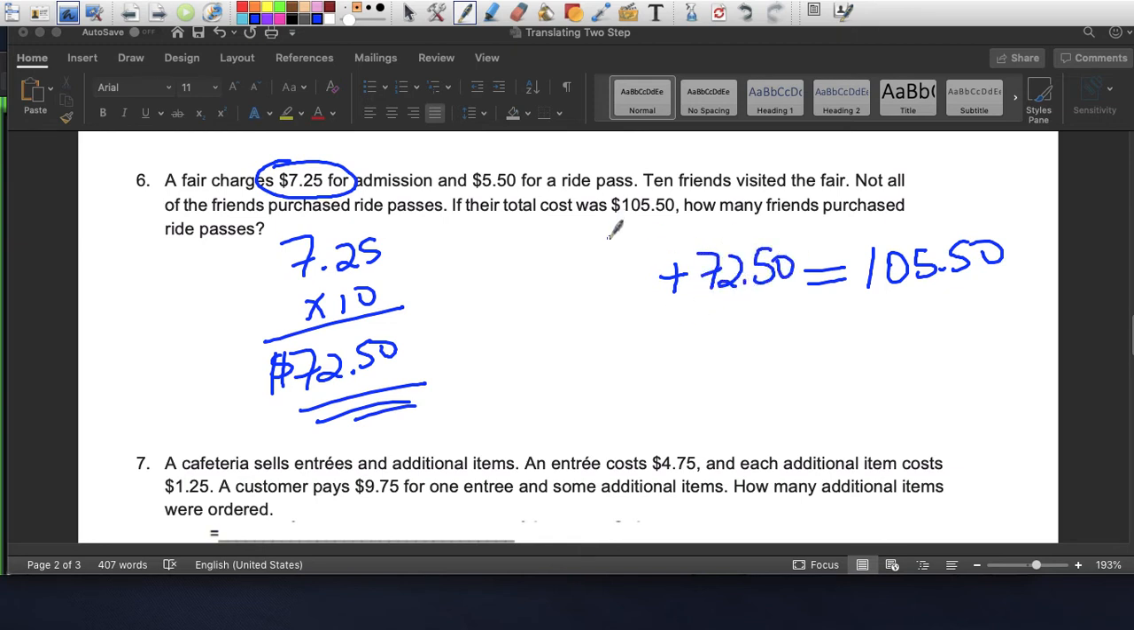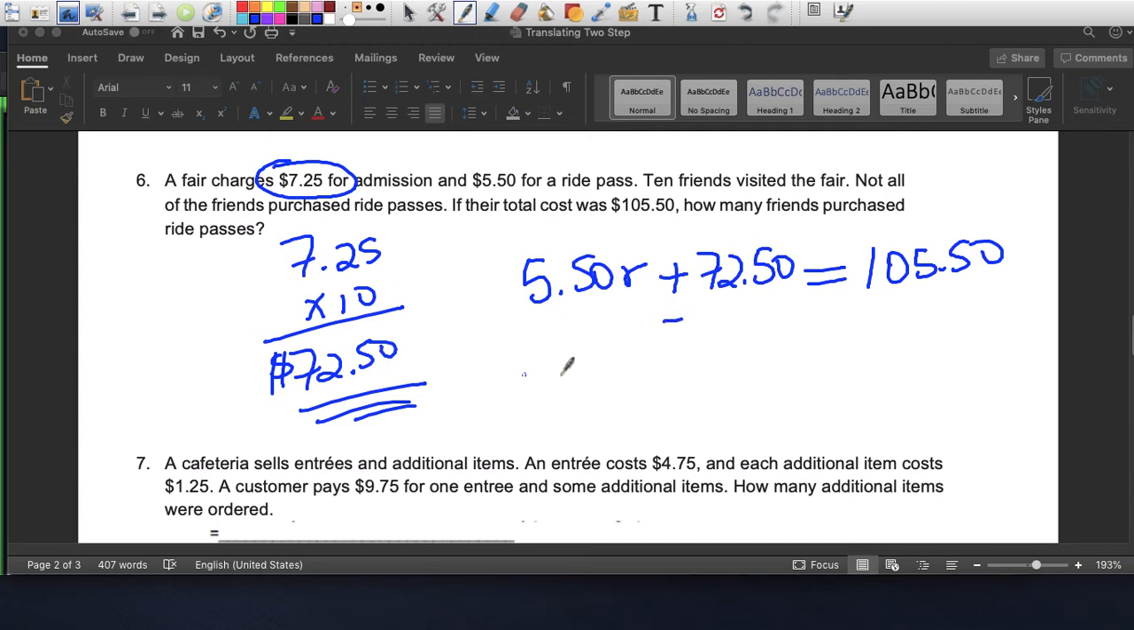So once they were in, did everybody get on the ride? No. So it's $5.50 per ride. So we need to figure out how many ride passes. Right? So you could have used R or P. So how many ride passes were purchased?